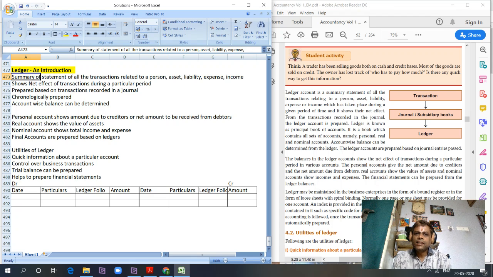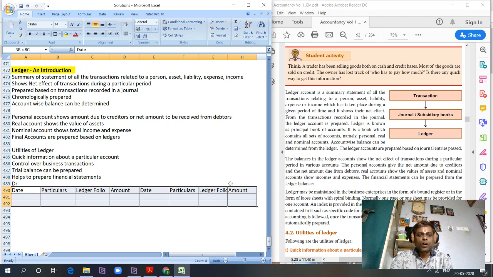And ledgers have to be prepared in a columnar form. I have given here the normal columns that go into any ledger. Date represents the date when the transaction has happened. Particulars represents all the things that got debited to the particular ledger account. Ledger folio is basically the serial number or the page number of the ledger where it is recorded. And amount is the amount recorded based on the journal. And similarly for the credit side.